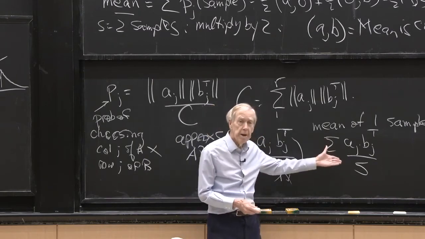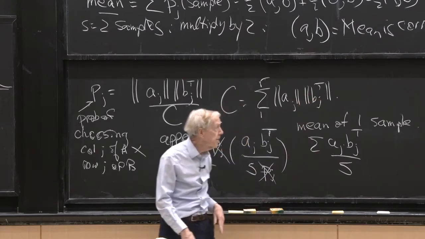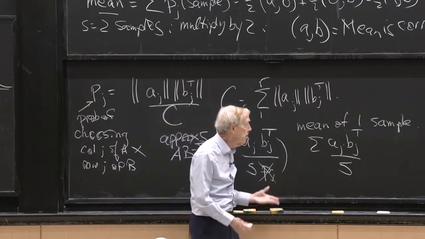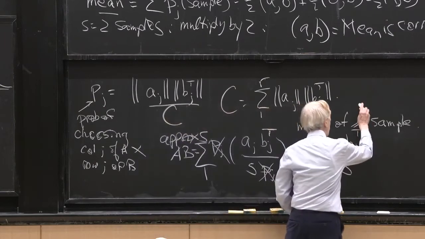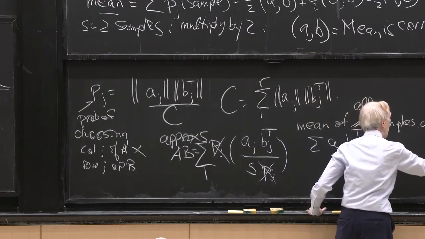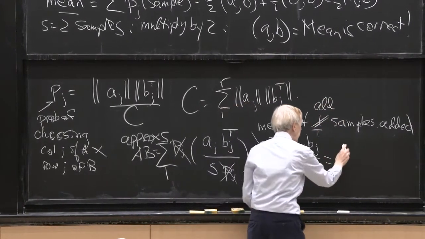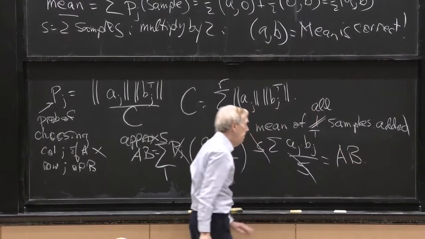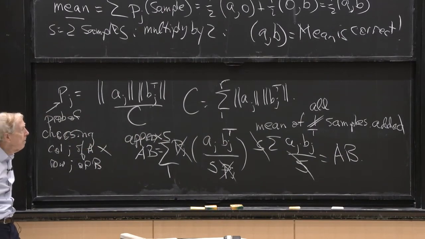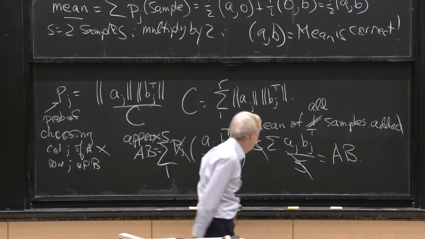Well, multiply by S, because it was the same mean. Every sample had the same mean, just as it did in our little practice example. So that's the mean of one sample. So the mean of all samples added together multiplies this by S. The S's cancel, and I get AB. Remembering however I defined AB there, yeah.